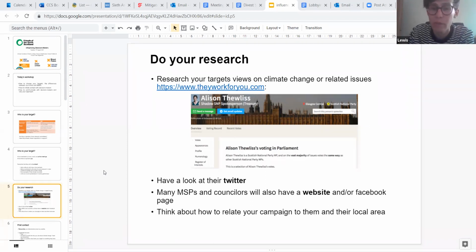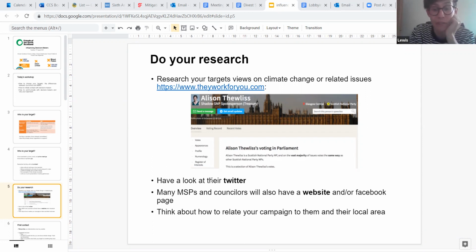So some resources we use, I think someone already mentioned theyworkforyou.com, which is great. Just looking at Twitter can be really helpful. It's probably the social media that's used most widely by MSPs and councillors to get out their message, and a lot of them have quite a public facing profile on there. You'll get a sense of the kind of stance they want to project.